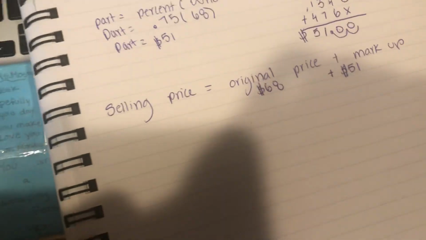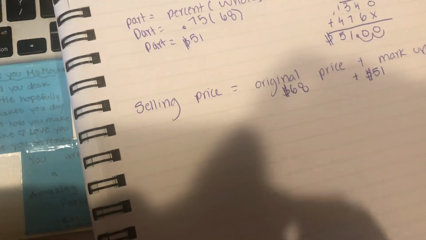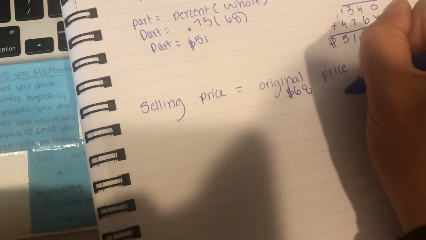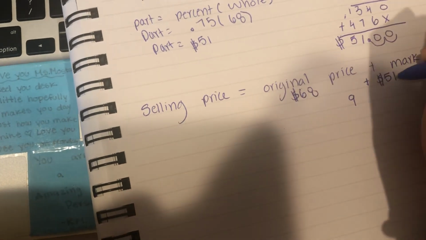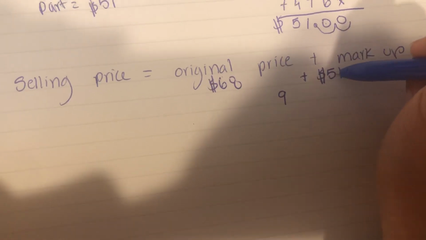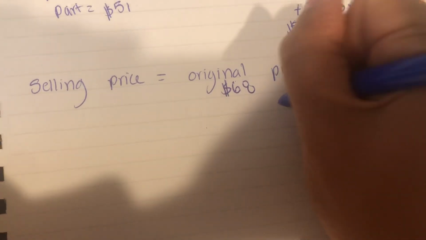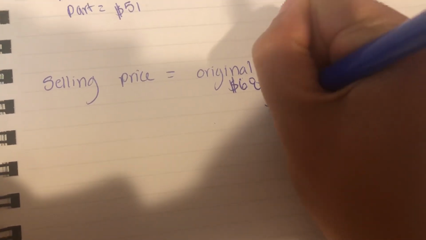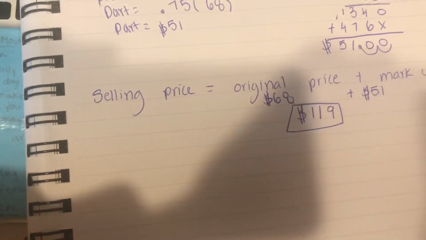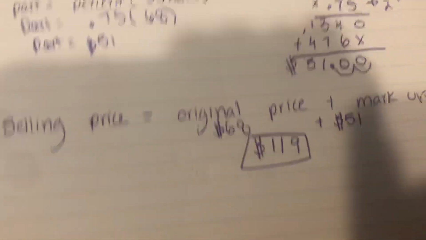And now we're actually going to find this. So here, 8 plus 1 is 9. And then 6 plus 5 is 11. So $119 is the final answer. And that is the selling price.